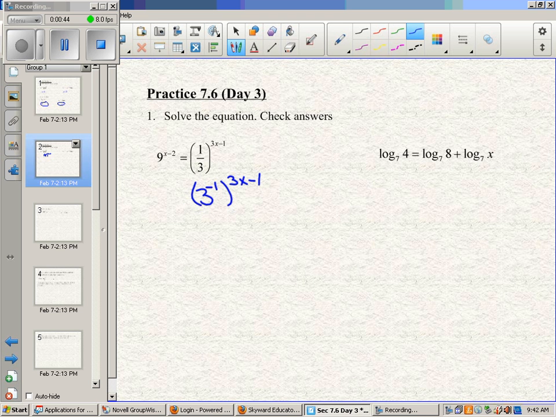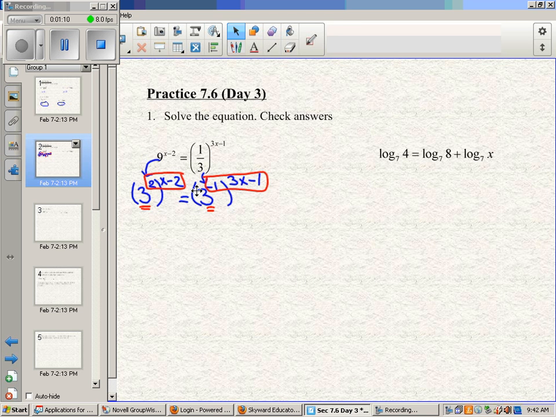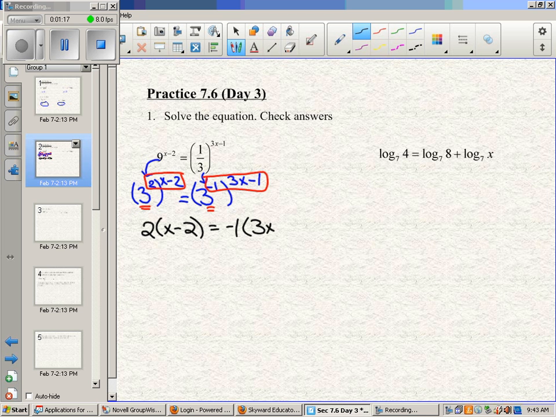How could I write 9 as a base of 3? 3 squared. Good. Okay, so we just change what that number looks like. We don't change what it equals. Okay, and then when we have power to a power, we multiply, right? And since I have the same base of 3 now, what can I do with those two powers? Set them equal. So 2 times x minus 2 equals negative 1 times 3x minus 1.